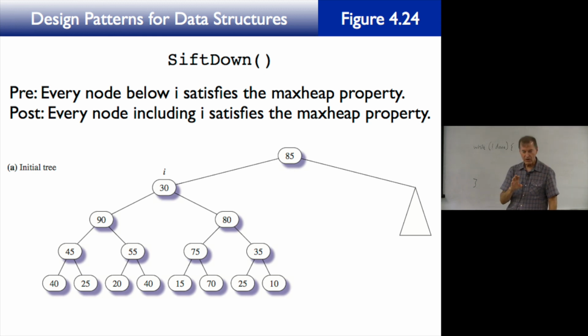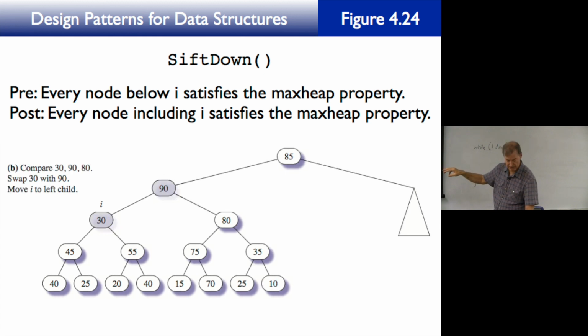I think I know how to answer your question. Let's go back to figure 4.24a, A and B and C, and watch what happens. Here's another aspect of your question about efficiency. In part A, we compare the 30 with the 90 and the 80, and then the 90 goes up and the 30 goes down.